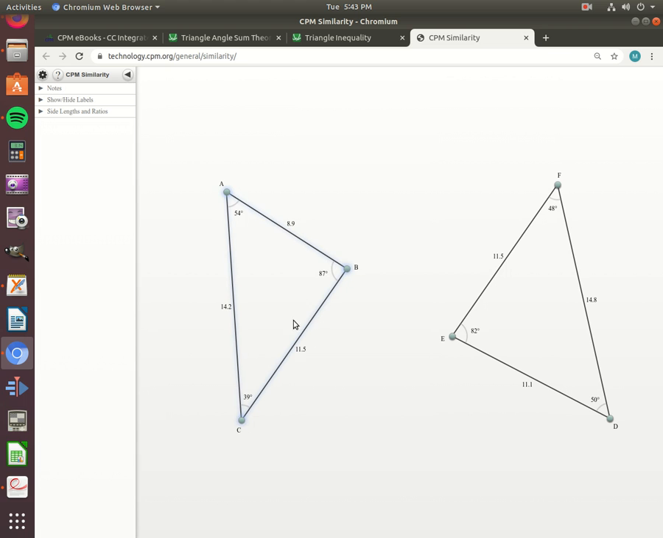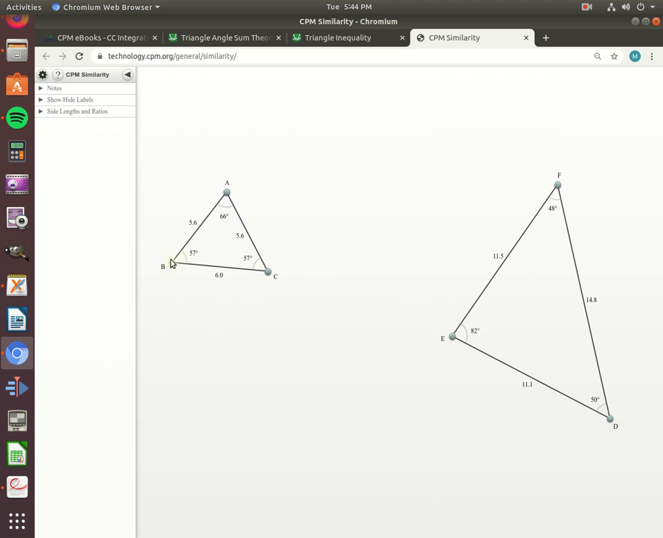So what I want you to notice is the biggest angle is across from the biggest side, the smallest angle is across from the smallest side, the middle angle is across from the middle side. And if I change these things, there we go. Smallest angle, smallest side, biggest angle, biggest side, middle is the middle. What if I change it this way? Smallest, smallest, middle, middle, largest, largest. What if I have them be exactly the same?